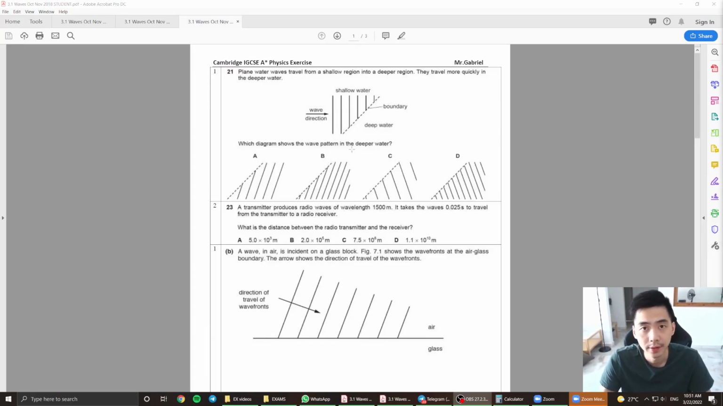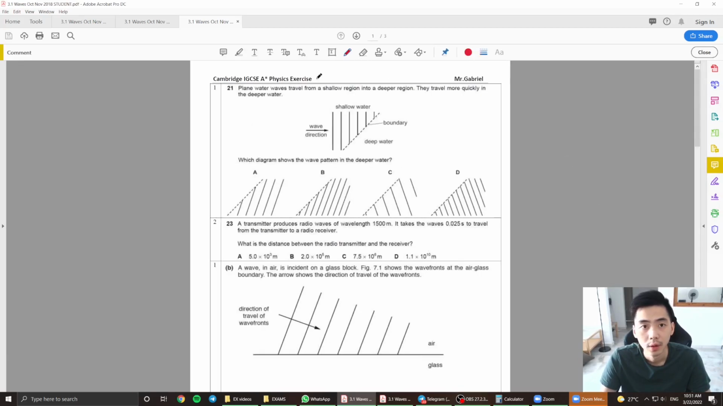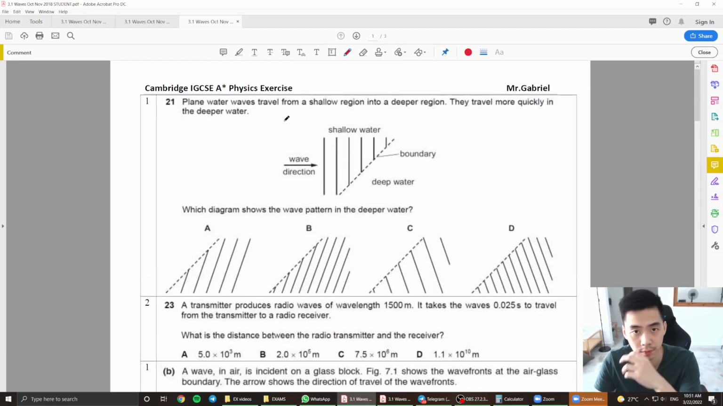Okay, and finally, the final part here. Looking at the question. Plane water waves travel from a shallow region into a deeper region. They travel more quickly in a deeper region here. Which diagram shows the wave pattern of the deeper region?